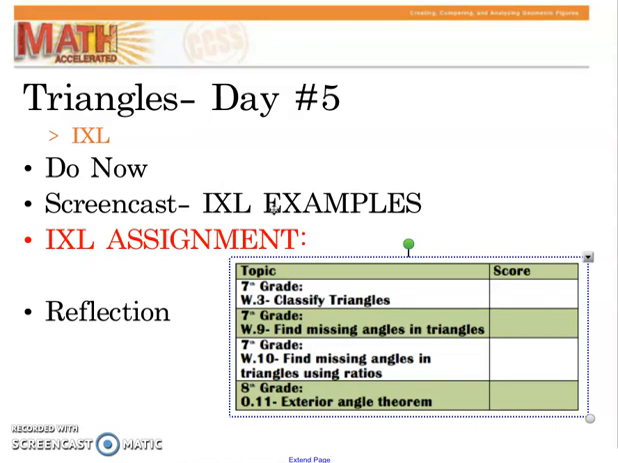7th grade W9, find missing angles in triangles. And 7th grade W10, find missing angles in triangles using ratios. And then 8th grade, exterior angle theorem. I would like you to do 2 IXLs for today, and then you could finish 2 for triangles on Monday. These 4 will count as one major assignment grade.